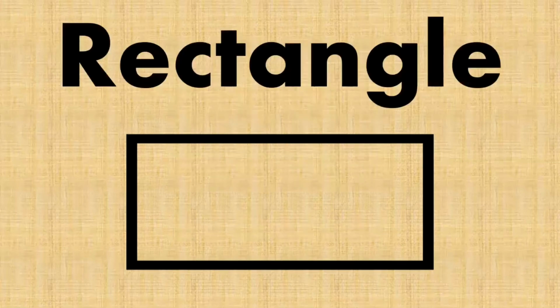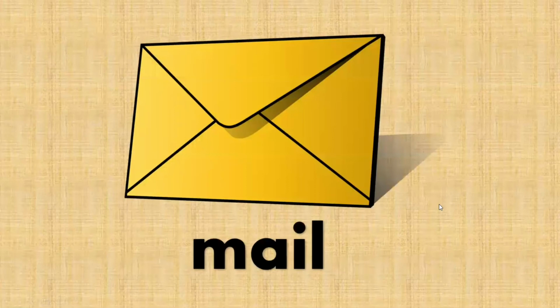Next one, we have this rectangle. Rectangle. Most of the shapes that we have, most of them, they are rectangle. In rectangle, it has 4 sides. Now, an example here is a mail. As you can see, it looks like square, but it's actually stretched. It is stretched. So, this one is a rectangle.